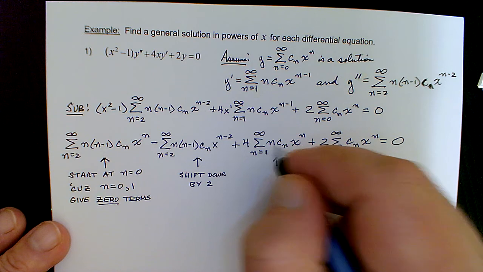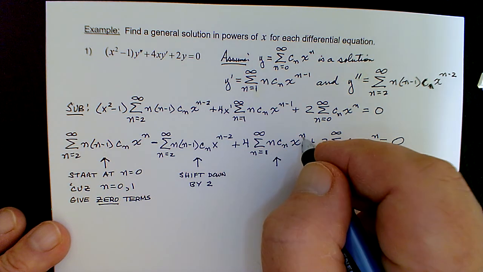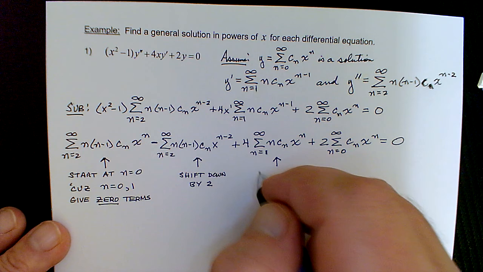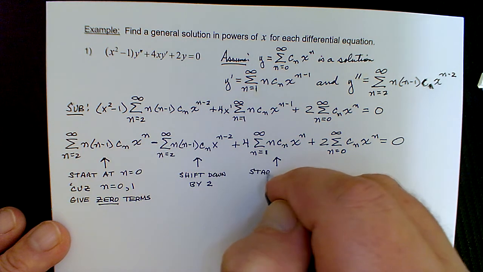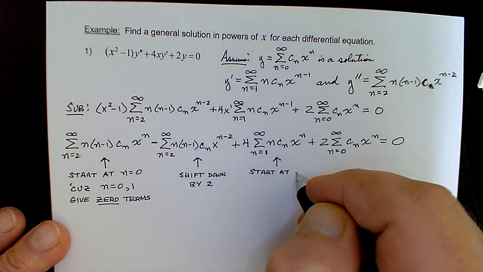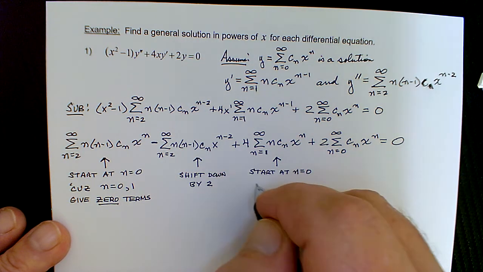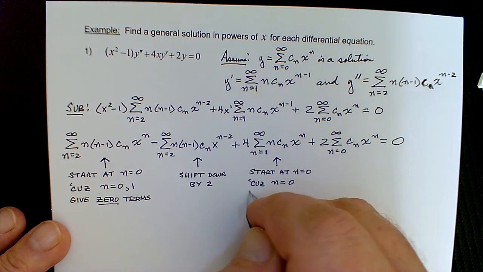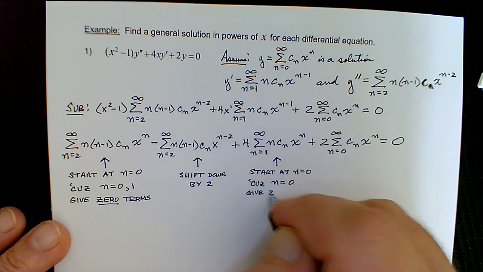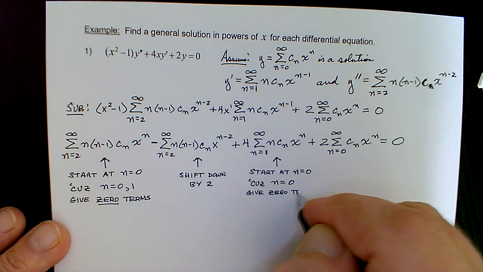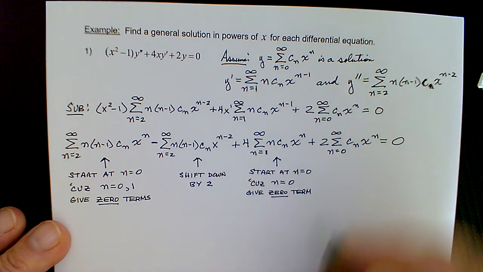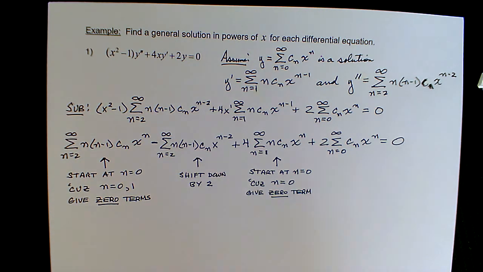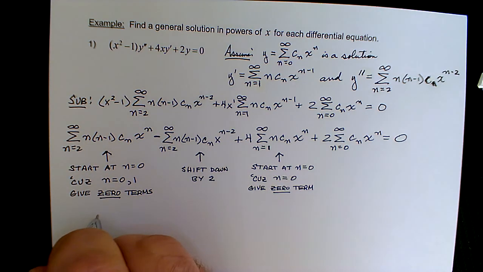And then this one here is similar to the first one. n equals 1 is a meaningful term because we'd have 1 c sub 1 x to the first. But n equals 0 would cause this to be 0. So here we're going to start this also at n equaling 0, and that's because n equaling 0 gives a 0 term. And then this one we'll just leave alone. Okay? So that's our plan. Let's go through and do it.